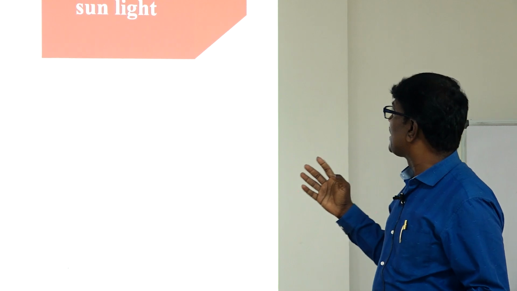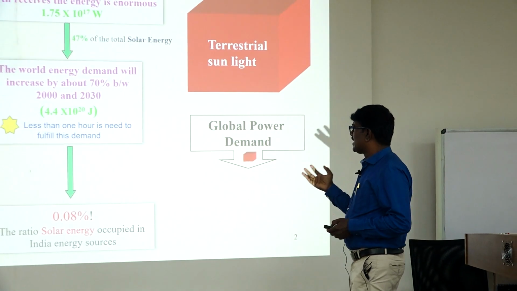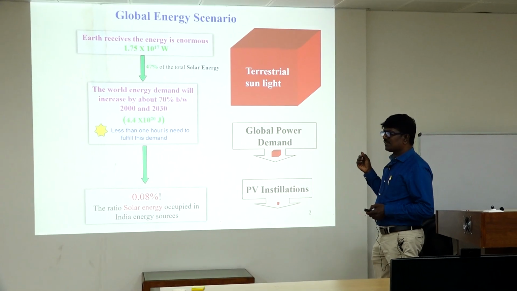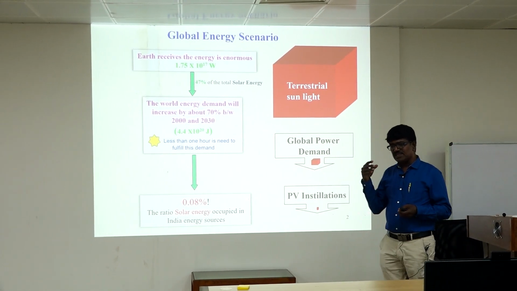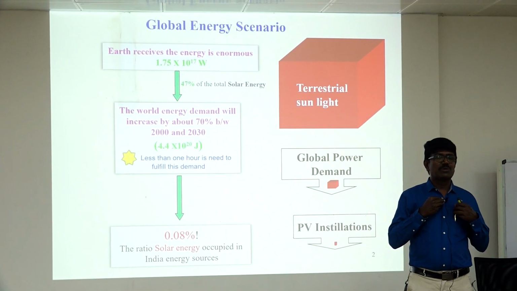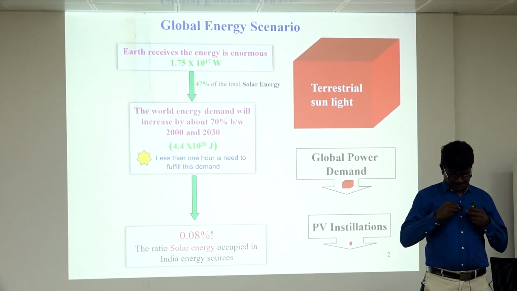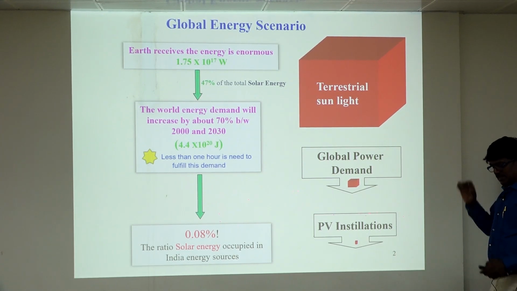So in this slide, we know Earth receives a lot of solar energy, from which we can meet our global energy demand very easily. India is using only 0.08% solar energy. We can see PV installation all over India is very, very small, only 0.08%. So we can make solar cells.